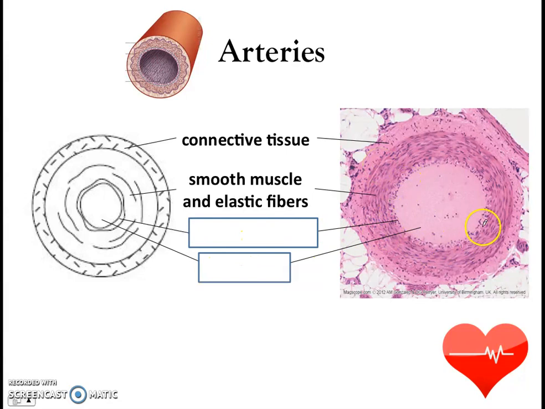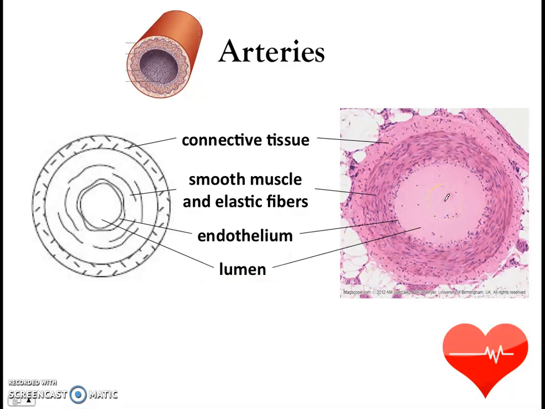Now this innermost layer, there's a layer of cells here next to the lumen. It's called the endothelium. Endo means inside, so it's the inside layer of cells. It's just one layer of cells here called the endothelium. And the inside part of the artery, where the blood flows through, is called the lumen. You've seen that word before when we talked about the small intestine lumen. So here's the lumen of the blood vessel. Please use the word lumen. Do not call it the hole of the blood vessel.